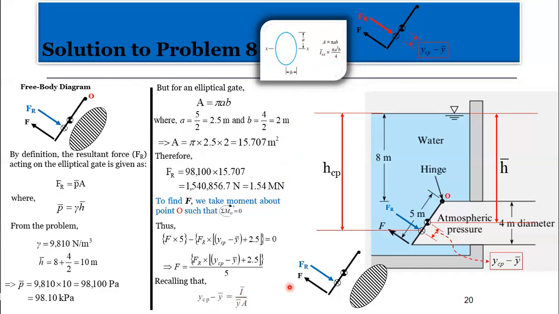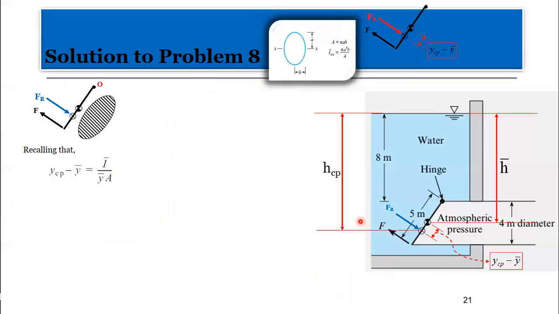Okay, all right. So we are continuing, okay? We are going to use the formula YCP minus Y bar and then we'll see what we can do about it, okay? All right. So now that we have this, we move on. I bar is pi a cubed b over 4, and we've established these things already. So a is 2.5, and so on. At the end of the day, we get the moment of inertia to be 24.5436 meters raised to the power 4.